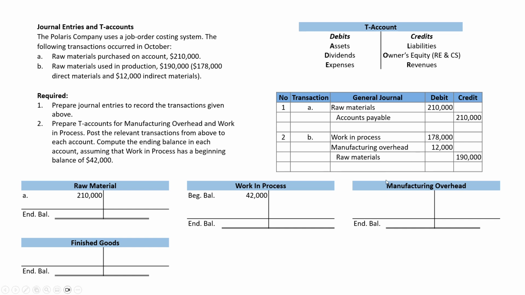So let's go ahead and post this journal entry also. So we're going to debit or increase work in process. I'll note the problem told us that work in process had a beginning balance of $42,000.